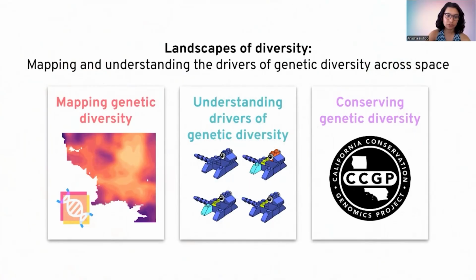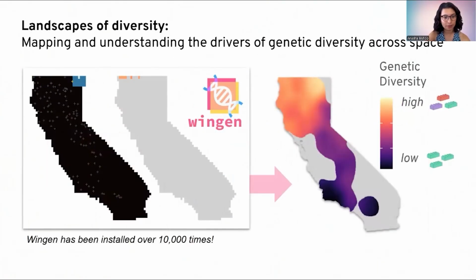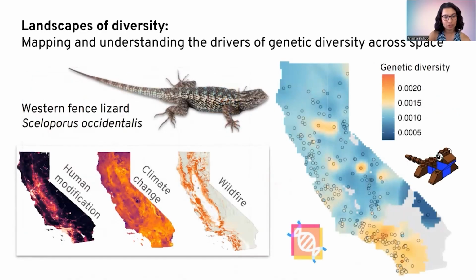The goal of my research is to understand how genetic diversity varies across space and what underlying processes drive its variation. As part of this work, I've developed a new method to create maps of genetic diversity called WinGen. WinGen can be used to identify hotspots and cold spots of diversity, as well as to study patterns of diversity across space. In addition to mapping genetic diversity, I'm also interested in the factors that shape its distribution.